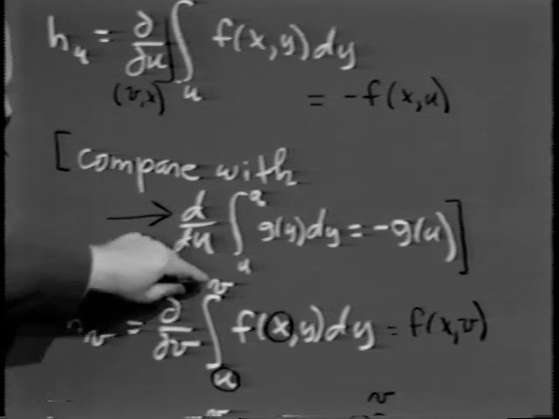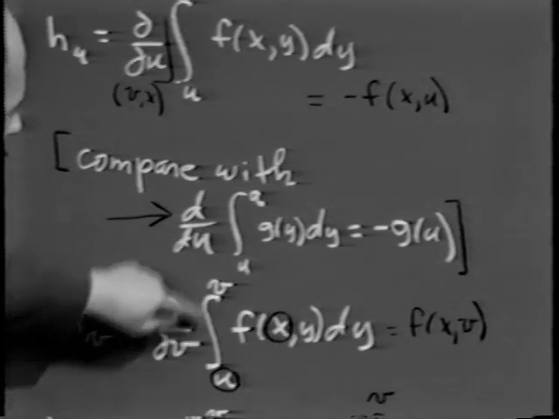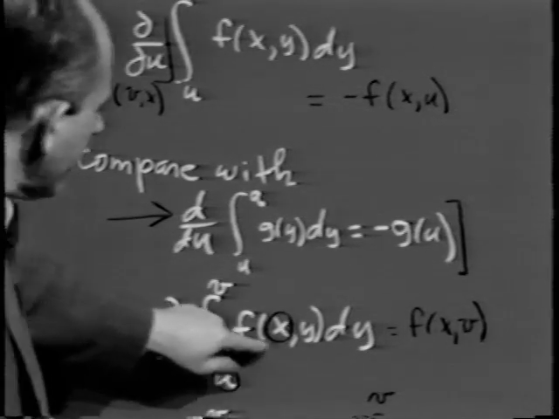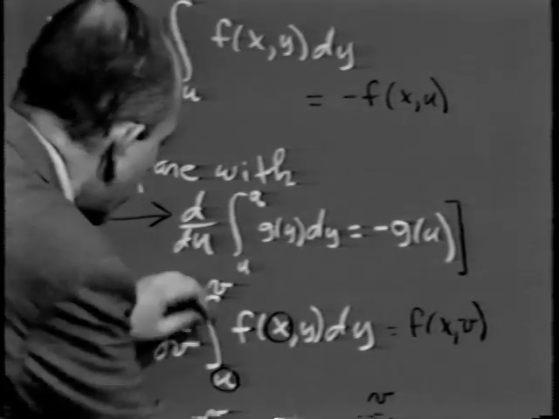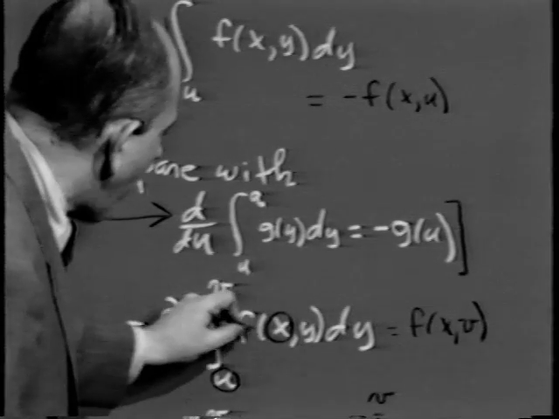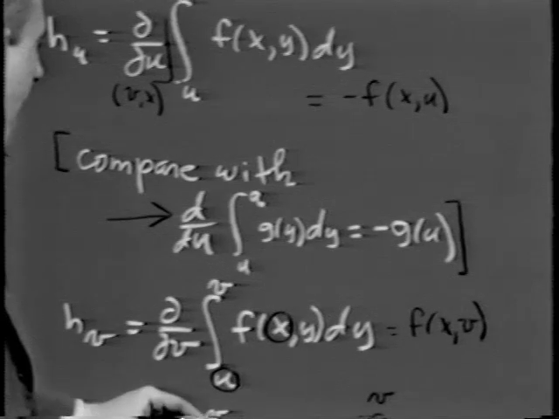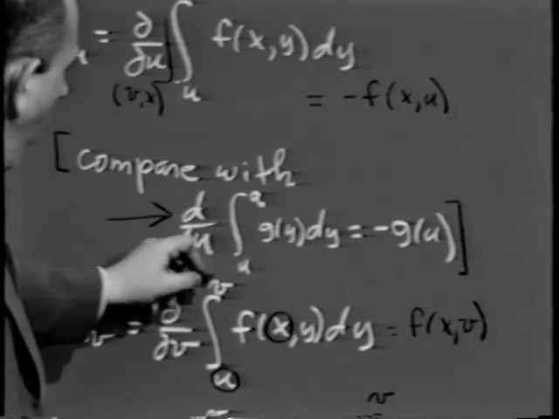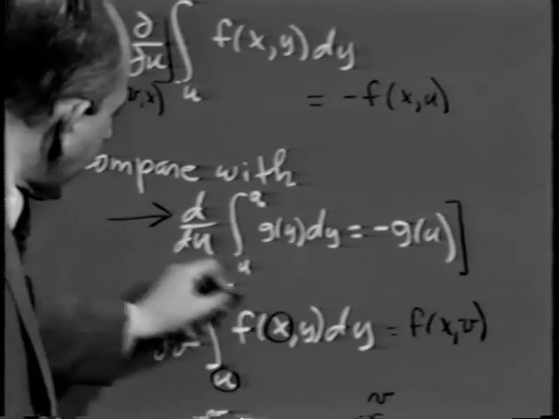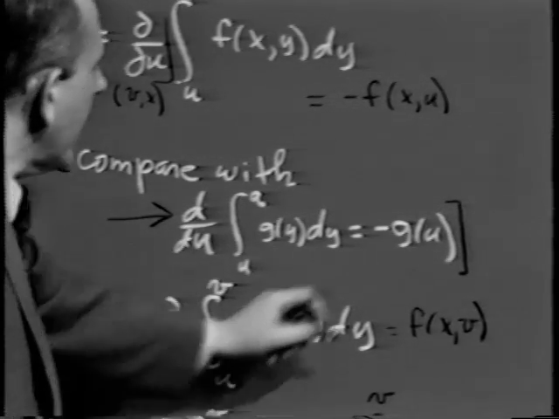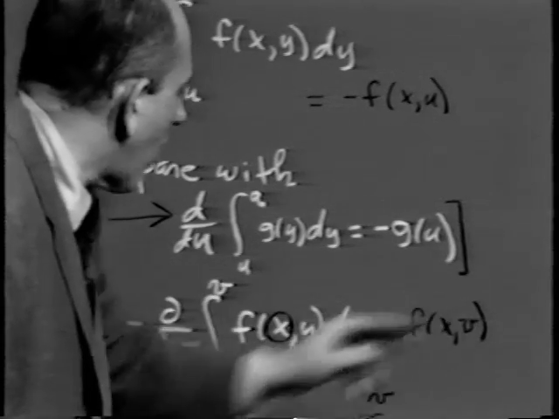To differentiate this, my variable appears only as an upper limit on the integrand. That means I come inside the integral sign, replace the integral by just the function itself, replacing what? The variable of integration, y, that's the only variable of integration, by the upper limit v. In other words, this is f of x comma v.